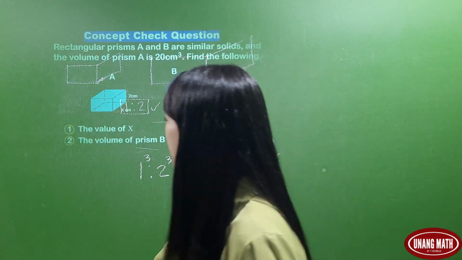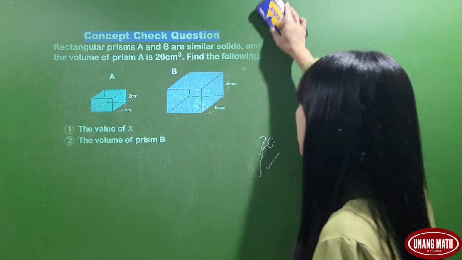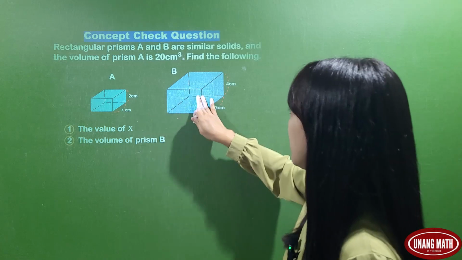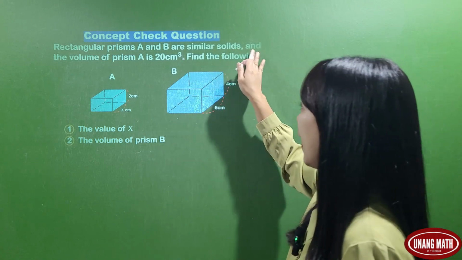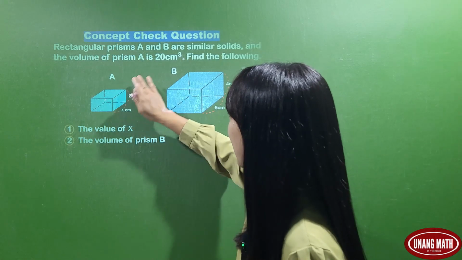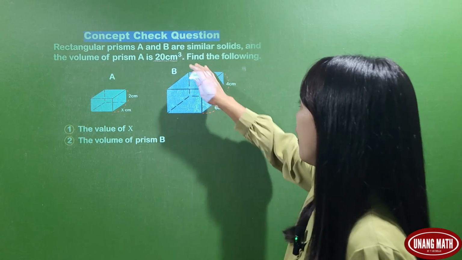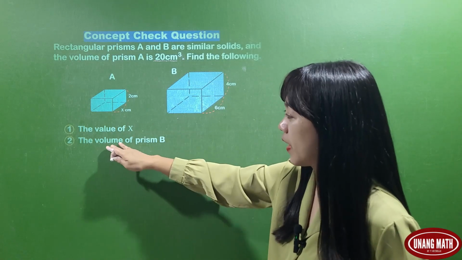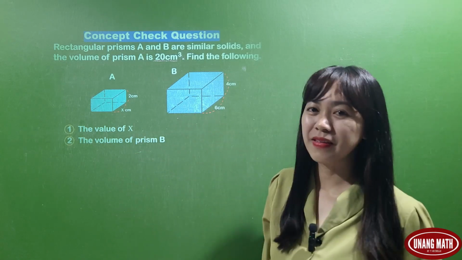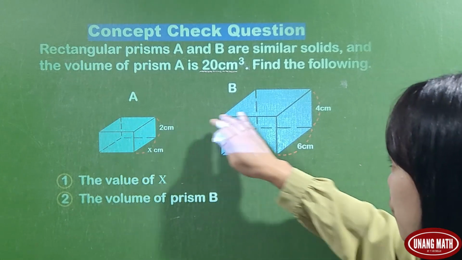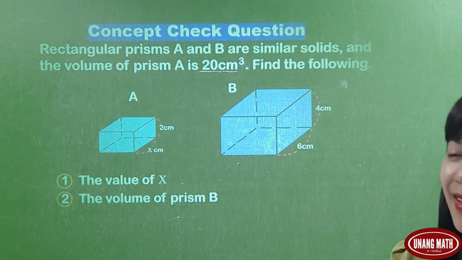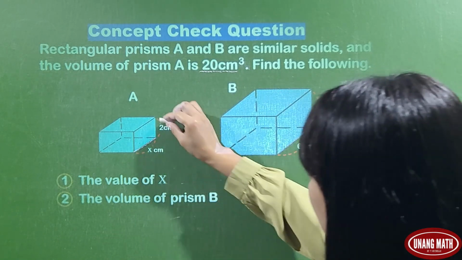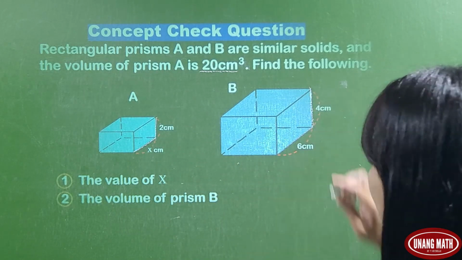Okay, let's give another example by answering this concept check question. Rectangular prisms A and B are similar solids, and the volume of prism A is 20 cubic centimeters. Find the following: the value of X, and the volume of prism B. Since these two prisms are similar solids, this edge corresponds to this edge. This edge corresponds to this edge.